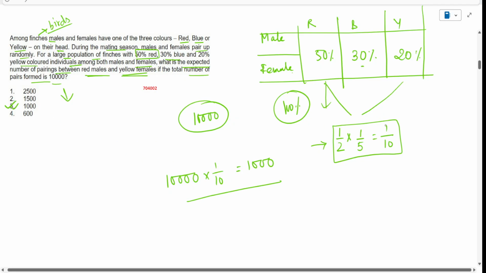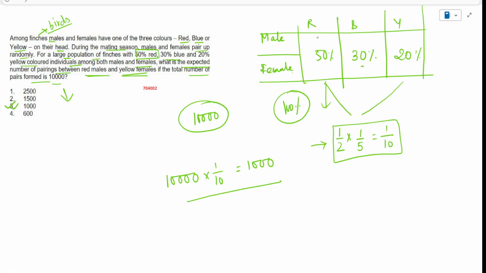The question says there are two types of three colored birds, male and female both. You have to find the red male and yellow female mating percentage. In both cases this is 50%, therefore the probability is half, and 20% means the probability is 1 by 5. So the total probability is 1 by 10, and if we multiply it with the total population, we get our required answer.